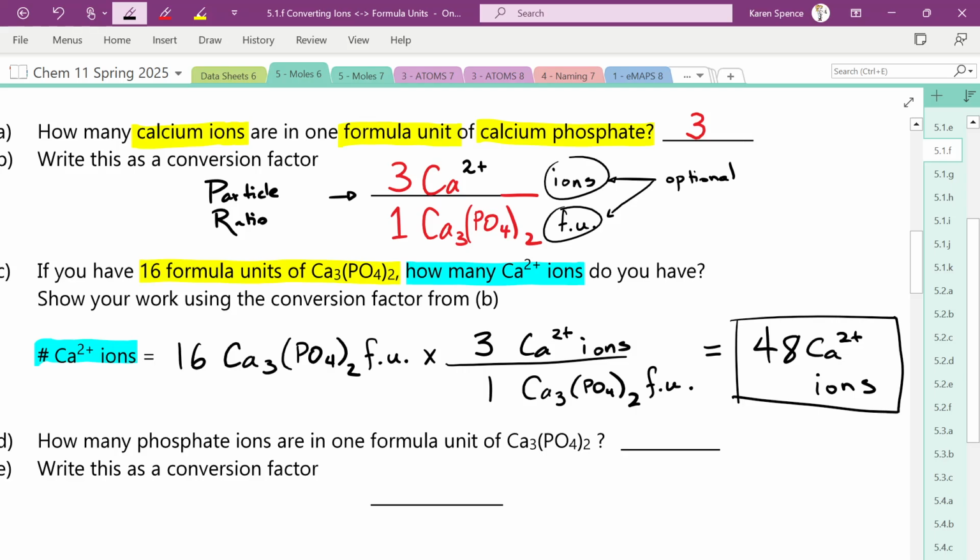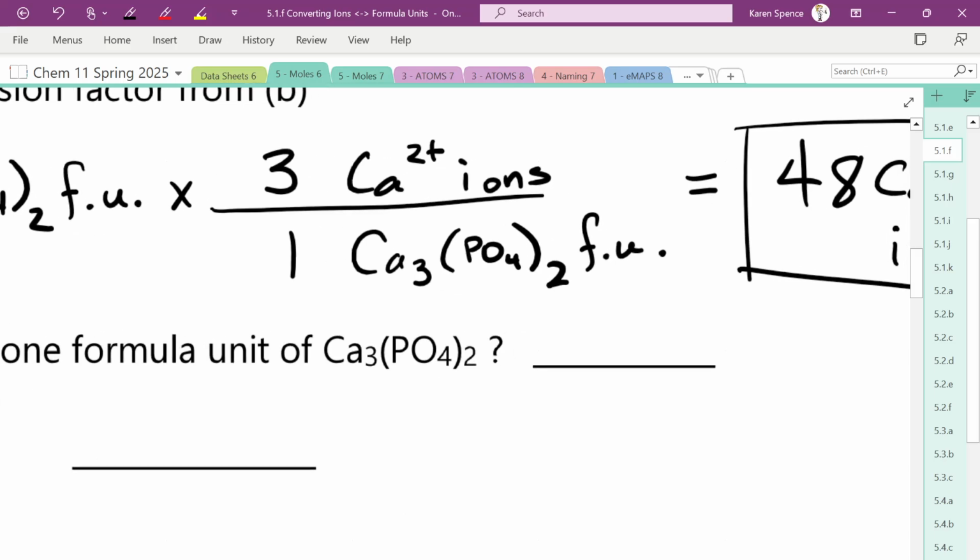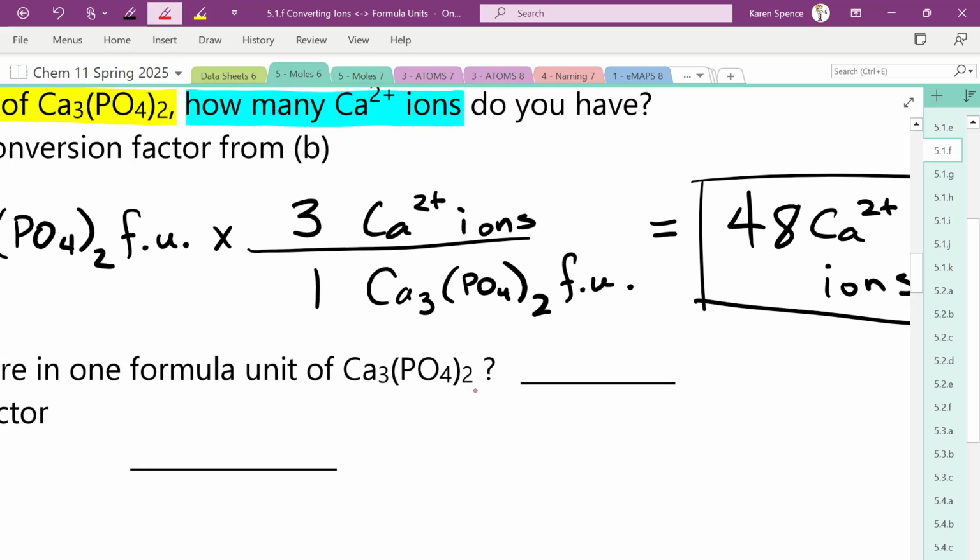How many phosphate ions are in one formula unit? You go to your formula and you literally say, how many phosphates? Look at the formula.